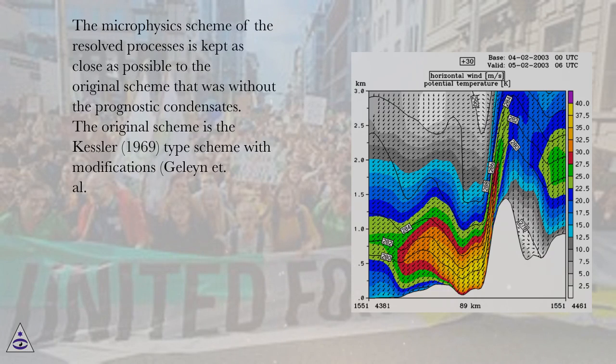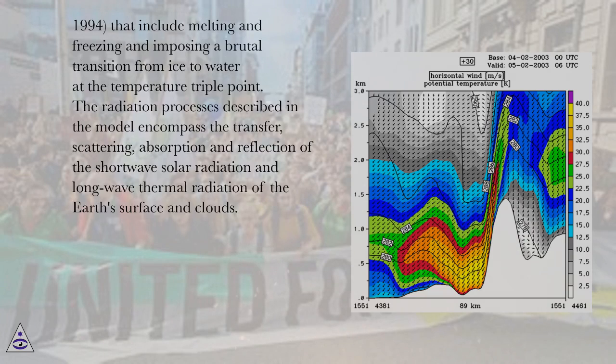The microphysics scheme of the resolved processes is kept as close as possible to the original scheme that was without the prognostic condensates. The original scheme is the Kessler, 1969, type scheme with modifications, Geleyn et al., 1994, that include melting and freezing and imposing a brutal transition from ice to water at the temperature triple point.